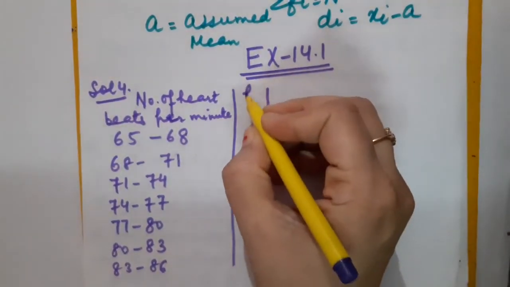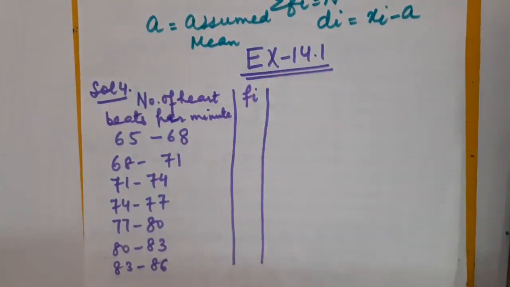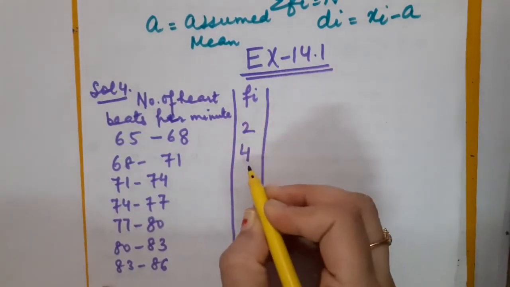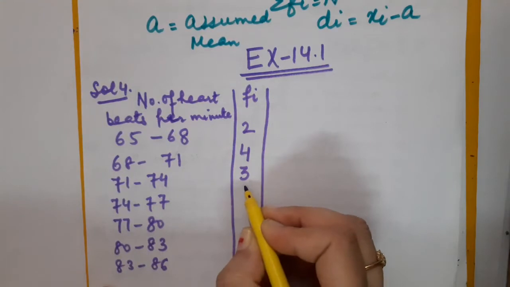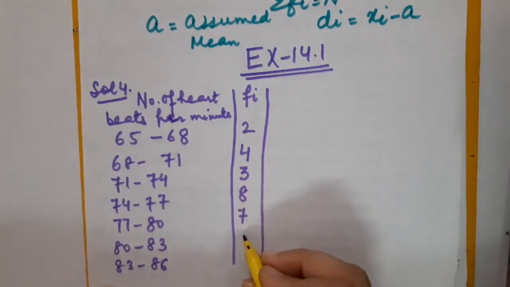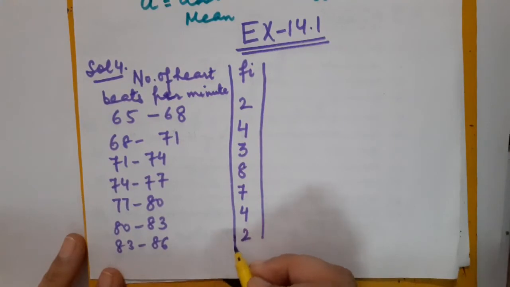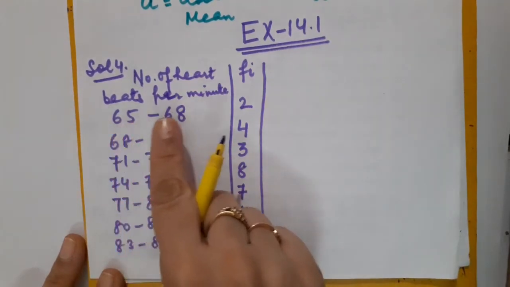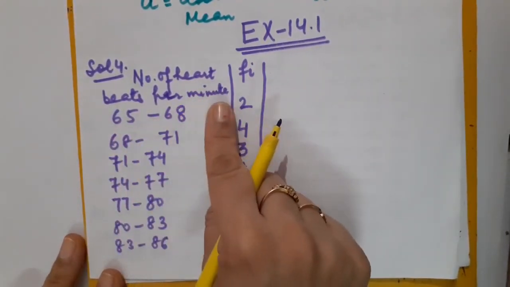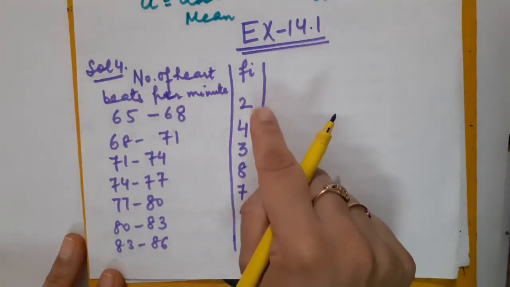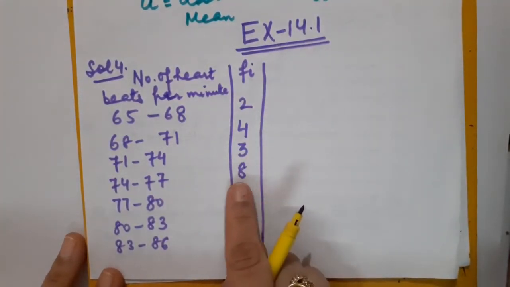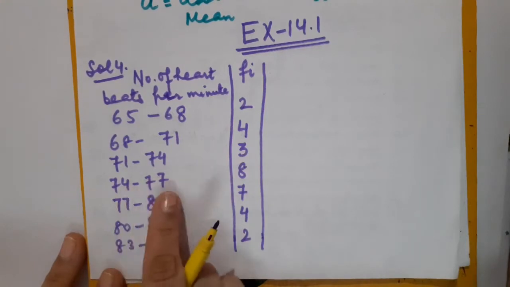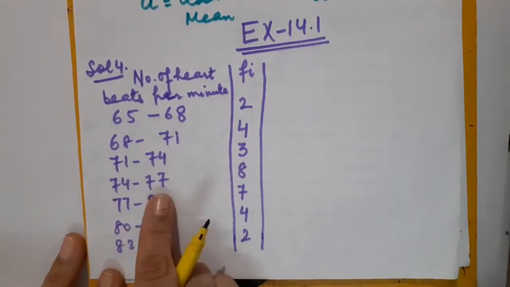You know that the number of women can be represented by frequency also, that is fi. So the numbers are 2, 4, 3, 8, 7, 4 and 2. It means there were two women whose heartbeats were from 65 to 68 per minute when it was recorded. Correct? When it was examined by the doctor. In the same manner, there were a total of 8 women whose heartbeats were found to be 74 to 77 per minute.